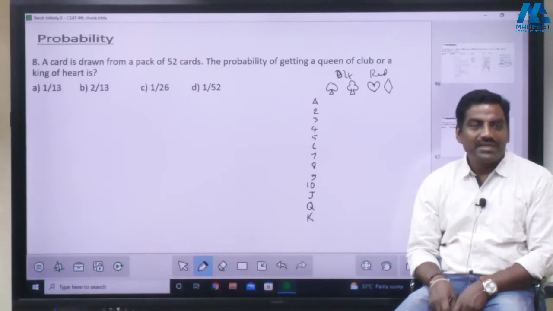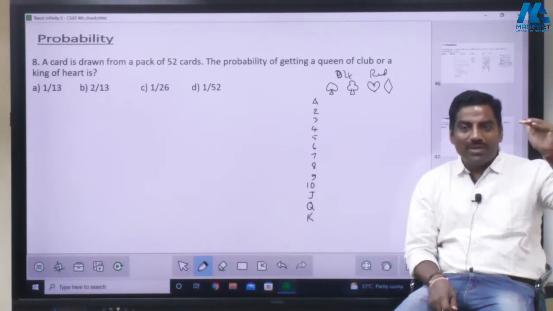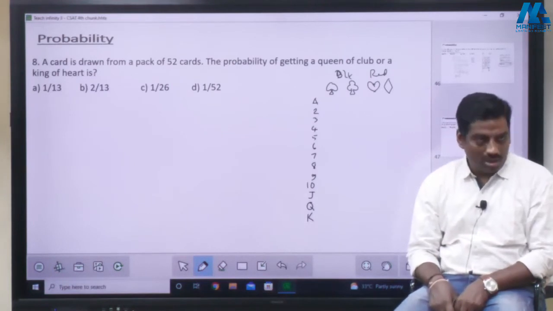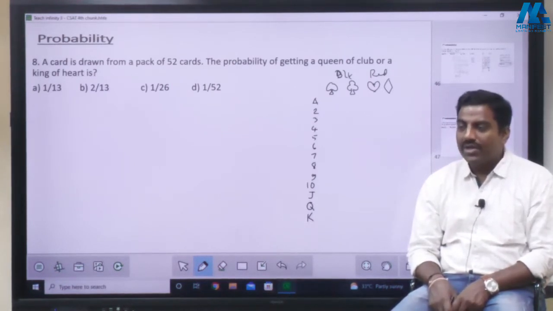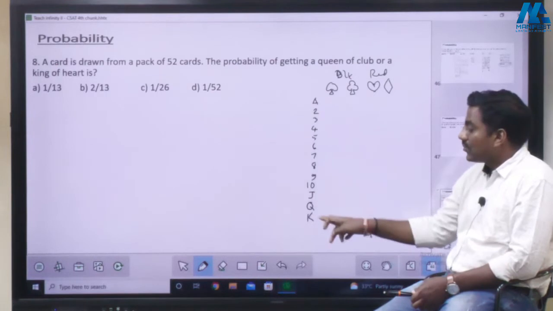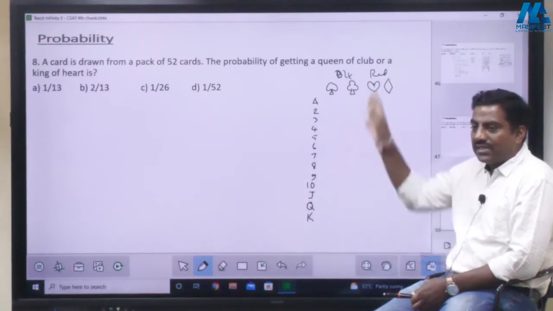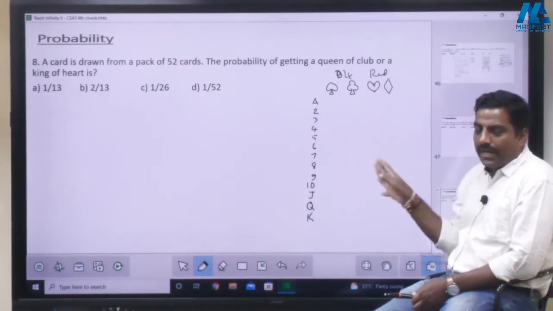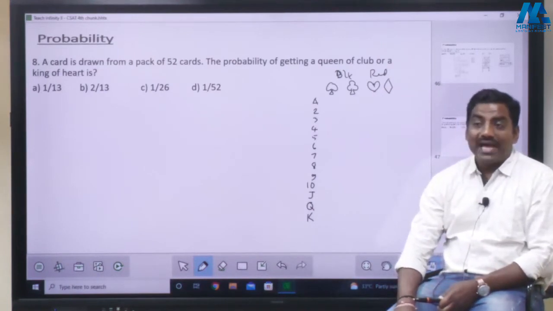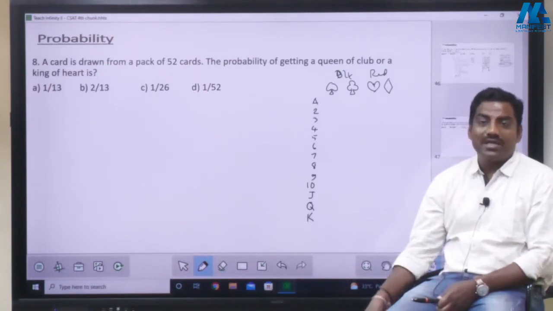Getting my point? High cards, because some priority is given to them while we are playing cards. So when you have those cards, those are high cards. The value will be more. So face cards you understood. These 3 into 4, 12. High cards, these 4 into 4, 16. And normally spades are 13, clubs are 13, hearts are 13, and diamonds are 13. Red cards are 26 and black cards are 26. These are the basics. Now depending upon this, we have to find the probability.